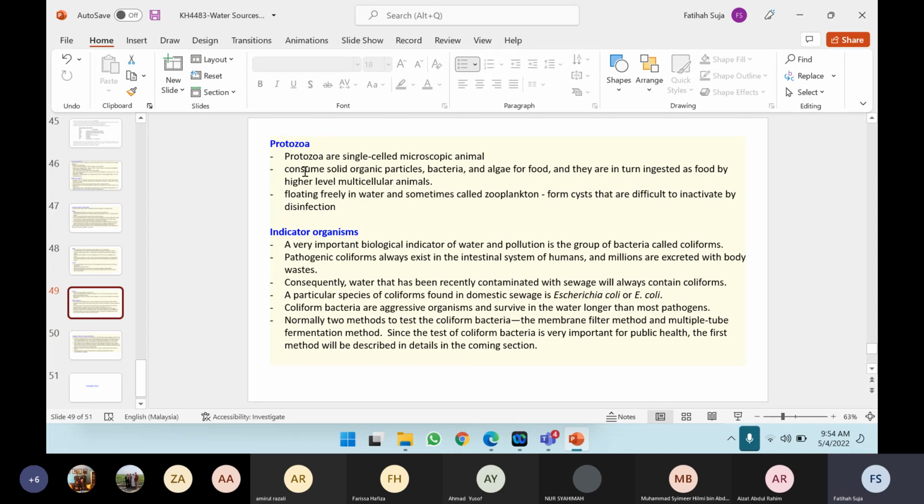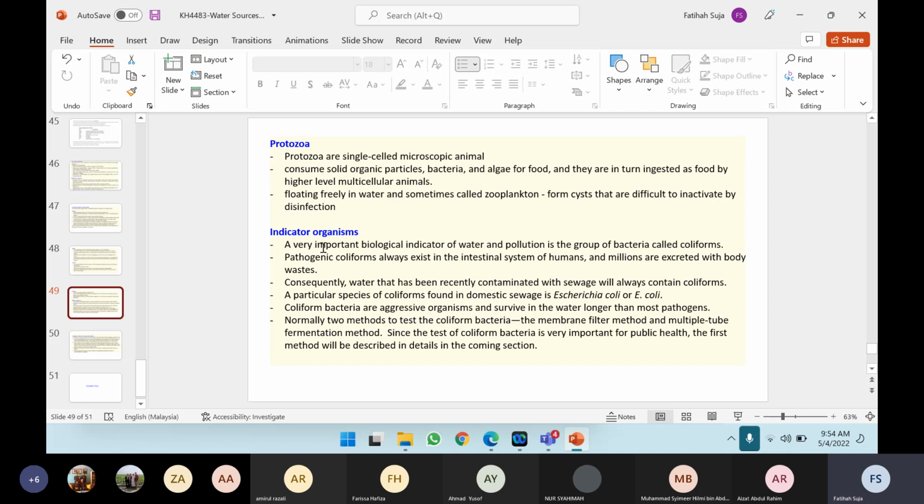So this protozoa, sometimes in wastewater treatment, is good because protozoa, they are single cell animals that will eat up all the small particles. So the water will become very clear. But of course, you cannot drink water with protozoa.